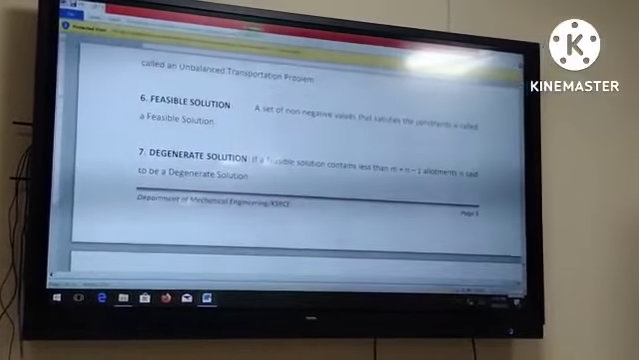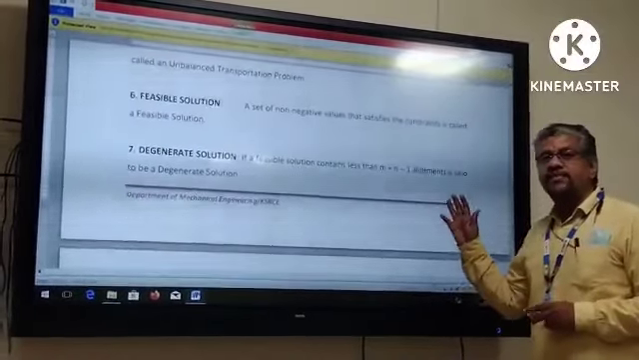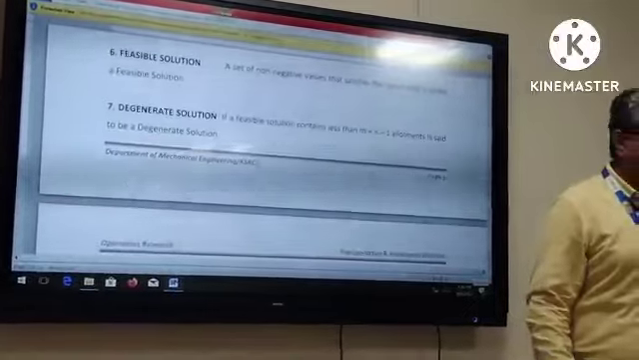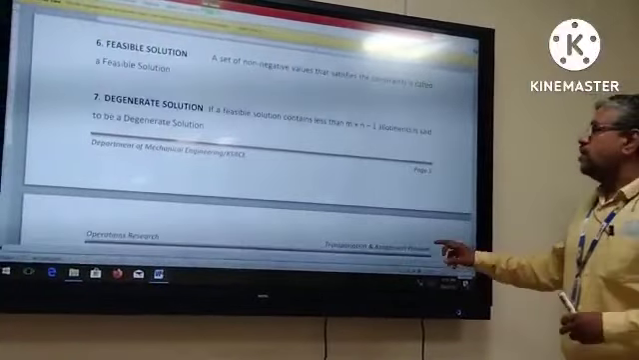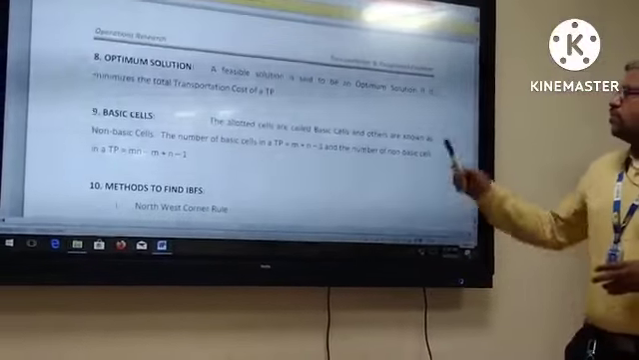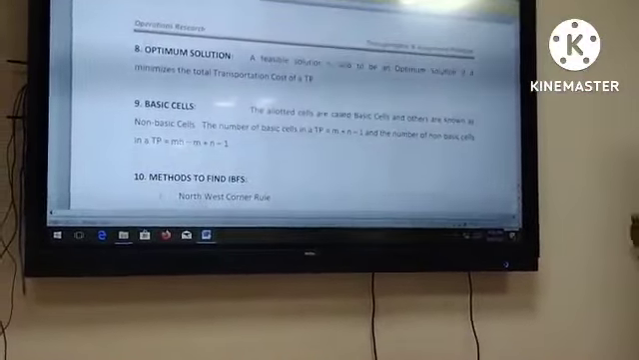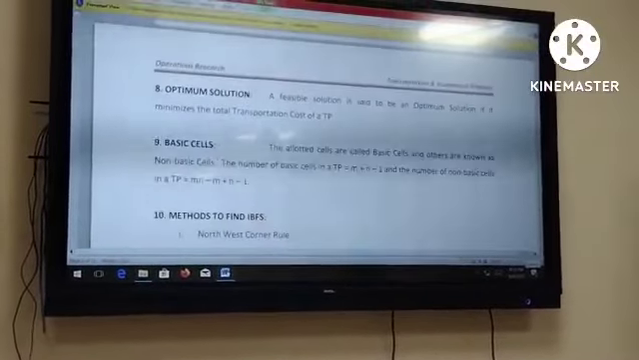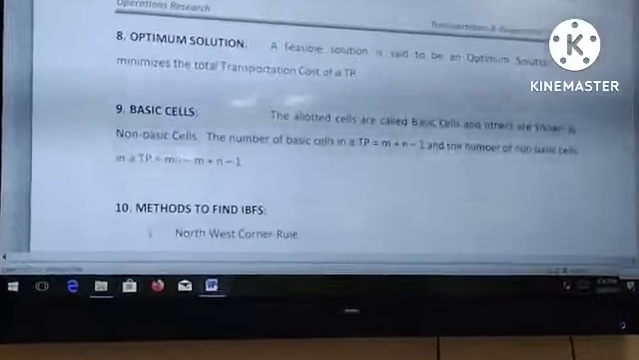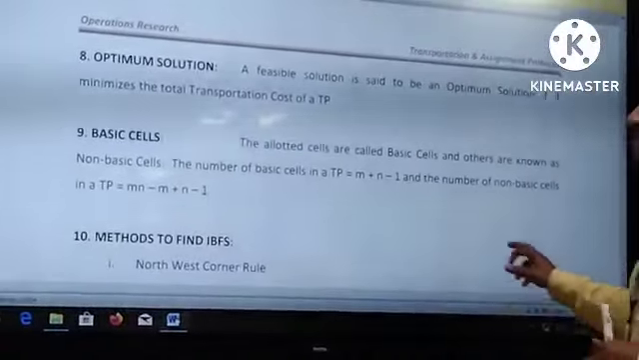Then what is a degenerate solution? If a feasible solution contains less than m plus n minus 1 allotments. What is an allotment? I will tell you when I am going to solve the problem. Okay, it's called a degenerate solution. Then optimum solution. What is an optimum solution? A feasible solution is said to be optimum when it minimizes the total transportation cost. The very important point here is that minimizing the total transportation cost is called an optimum solution.